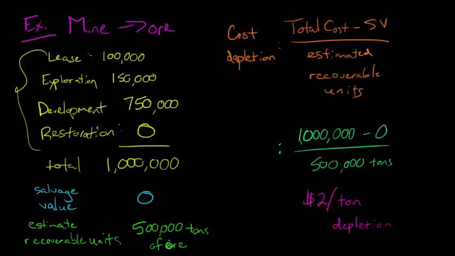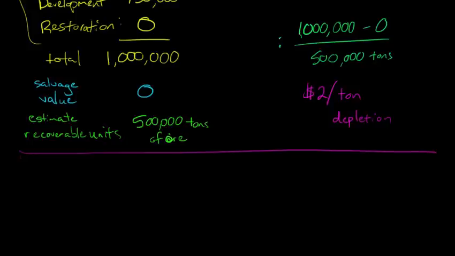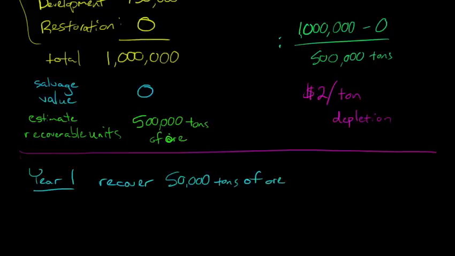Now that'll make a little more sense as we actually go and recover some ore. So let's say that in year 1, let me just separate this out. I know it's a lot of information, just bear with me. So year 1, the first year we have this mine, we recover, or we obtain, we extract 50,000 tons of ore.